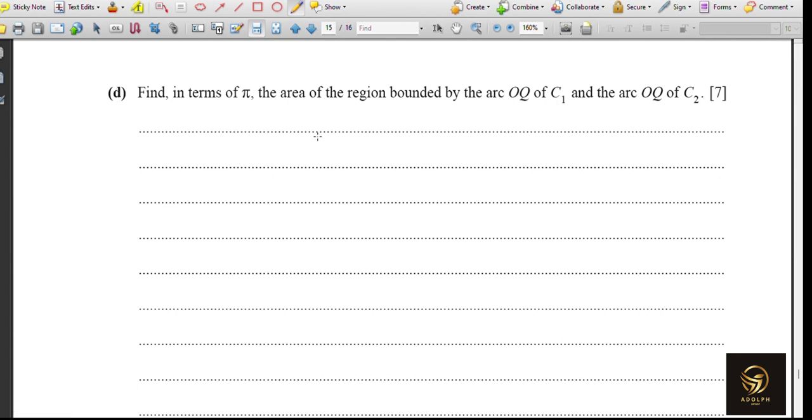The next subdivision is: find in terms of pi the area of the region bounded by the curve C1 and the arc OQ of C2. So we know that the area formula is area equals 1 divided by 2, integral from a to b of r squared d theta. Here there are two curves and we have to find the area of the region bounded by this and that. So we can find 1 by 2 integral over 0 to pi by 4, because from O to Q it's 0 to pi by 4, of r1 squared minus r2 squared d theta. You can use it.